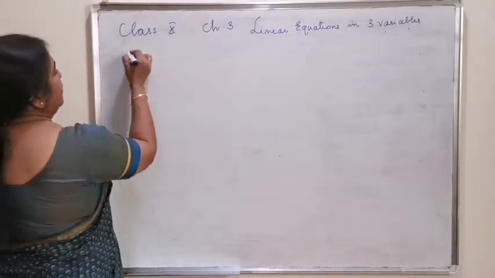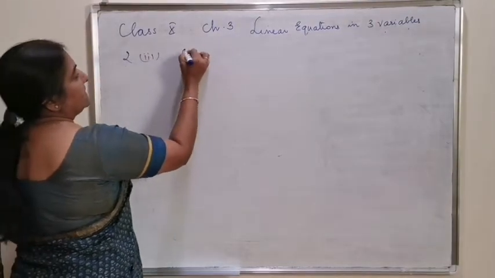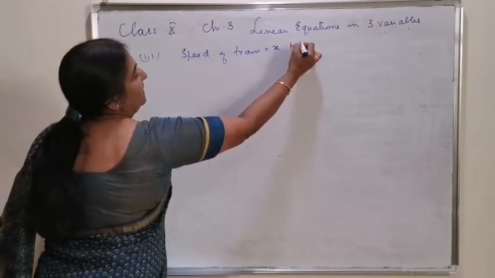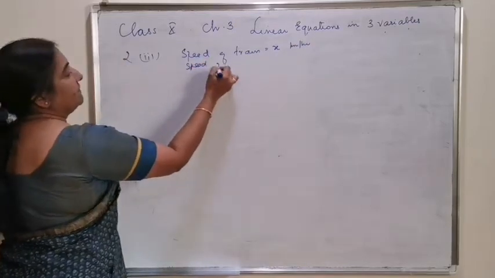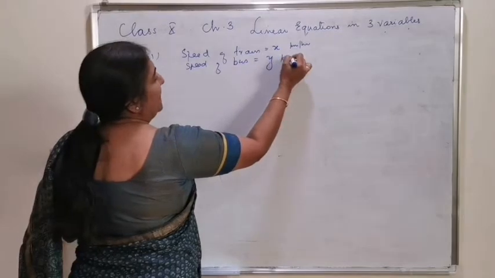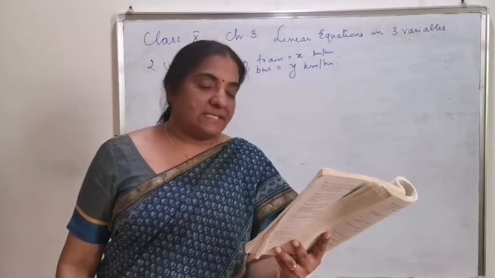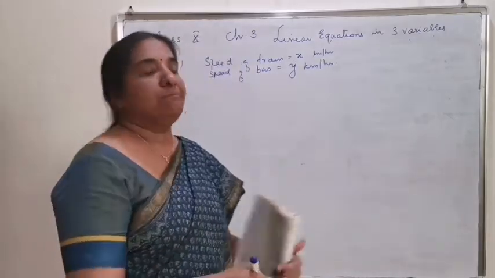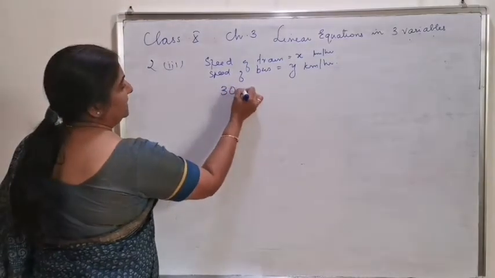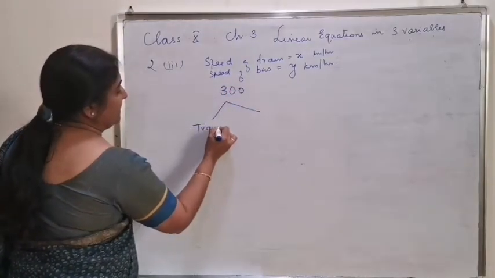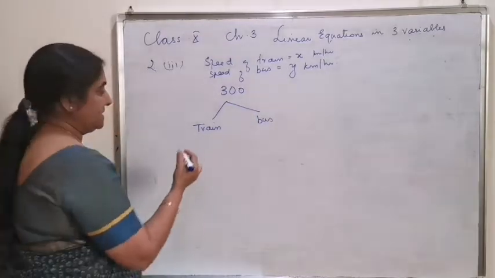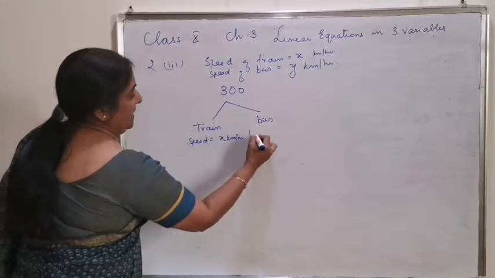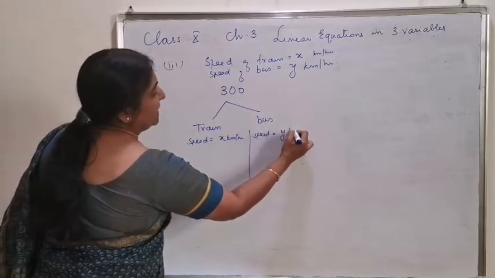Let us assume that the speed of train be x km per hour and speed of the bus be y km per hour. Ruhi travels 300 km and it is done partly by train and partly by bus. So the 300 kilometers divide into two parts, by train and by bus. What is the speed of the train? We have taken x kilometer per hour, and speed of the bus we have taken as y kilometer per hour.